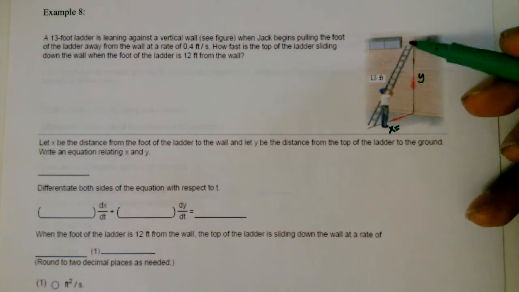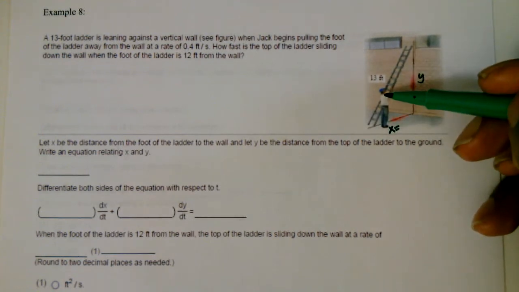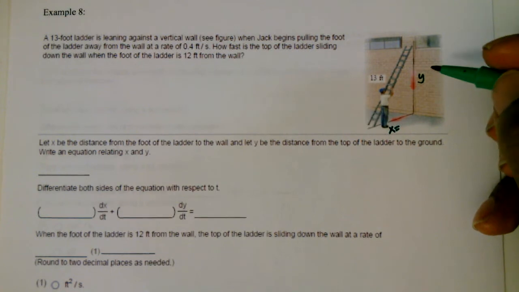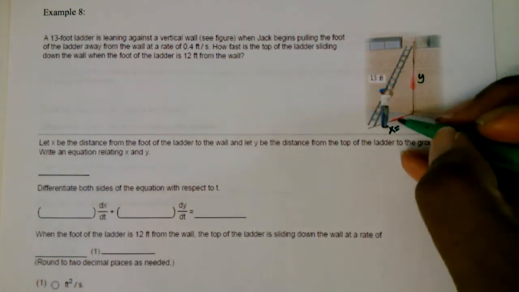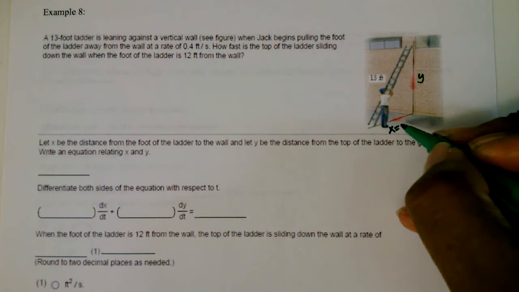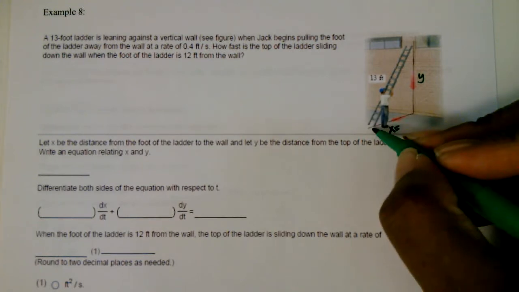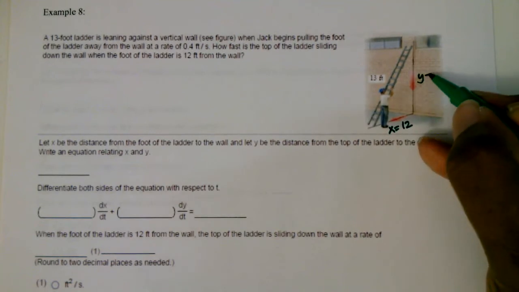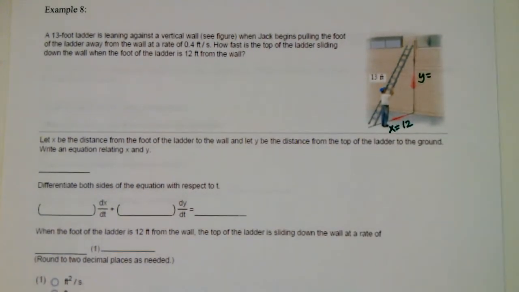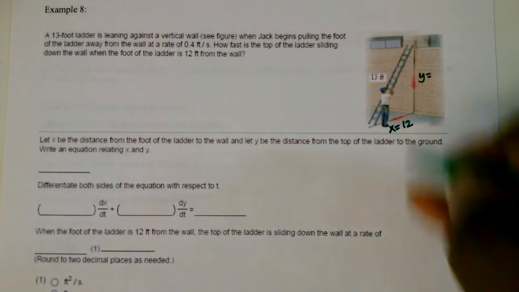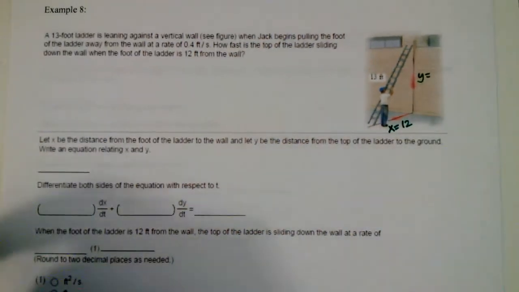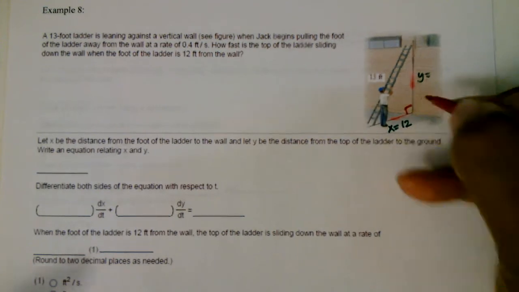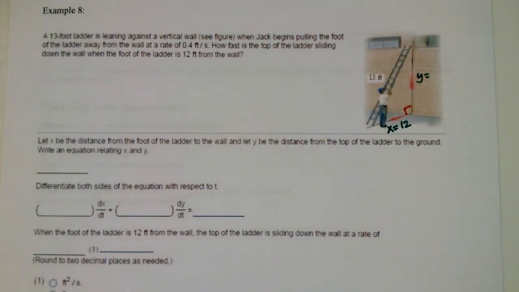So now, if this is 13 feet here, and we're trying to find how fast the top of the ladder is sliding down that wall when the foot of this ladder is 12 feet from the wall, here's the wall, here's the foot, x is going to be 12. Now notice that this situation forms a right triangle.